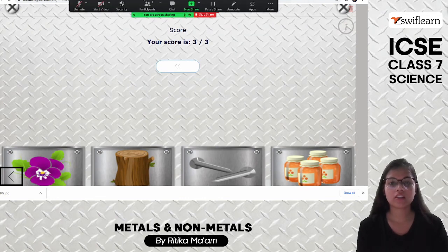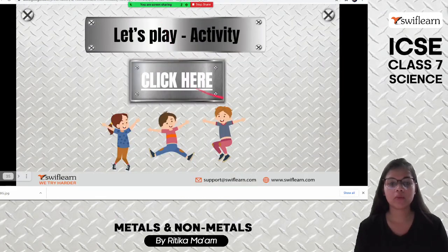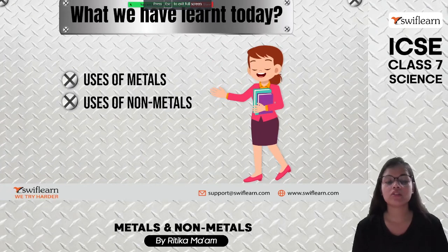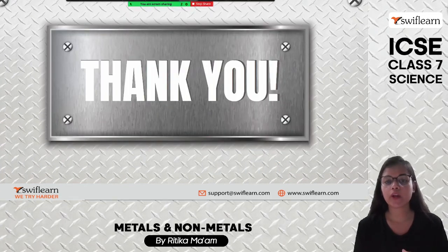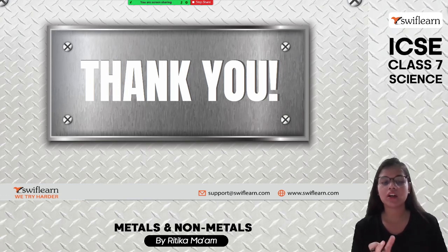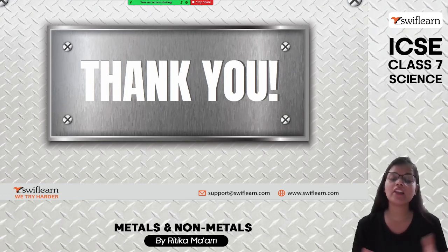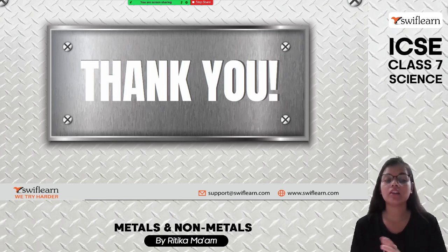Alright, so let us see what are the things that we have covered today. We learned about uses of metals and uses of non-metals. So it was a very quick, very easy chapter in which we covered various uses of metals and non-metals. We will be taking this chapter further, in which we will be learning many new things about metals, non-metals, alloys, etc. I hope you might have understood today's chapter very clearly.